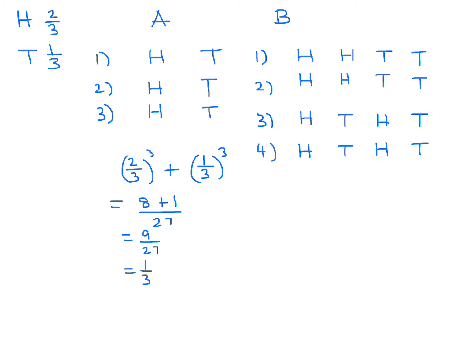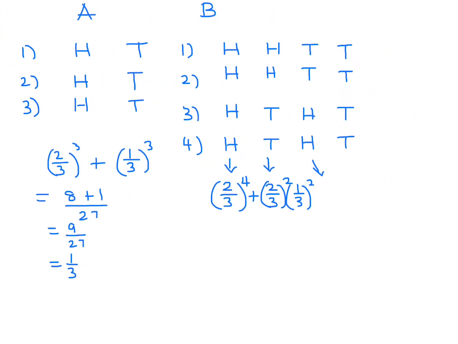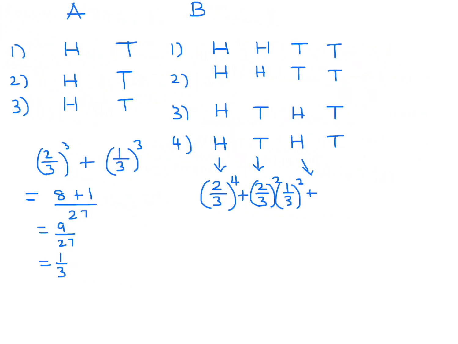Okay, now we got a little bit more work to do for game B. For this guy, it looks like 2/3 to the power of 4. Plus 2/3 to the power of 2 times 1/3 to the power of 2, right? And then that one, it would be 2/3, same thing actually, 1/3 to the power of 2, 2/3 to the power of 2, and then the last one would of course just be 1/3 to the power of 4.